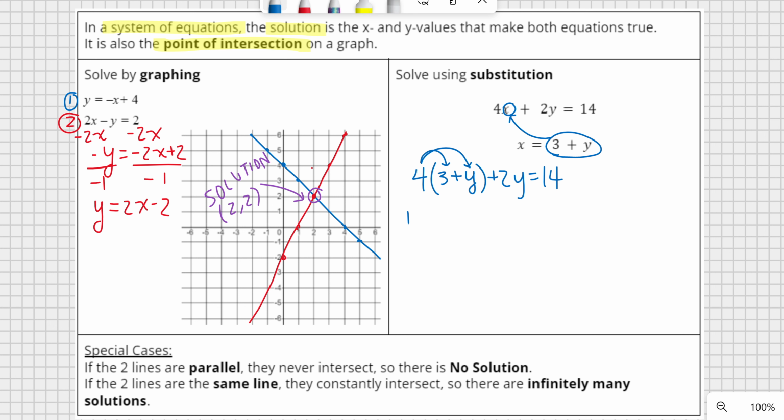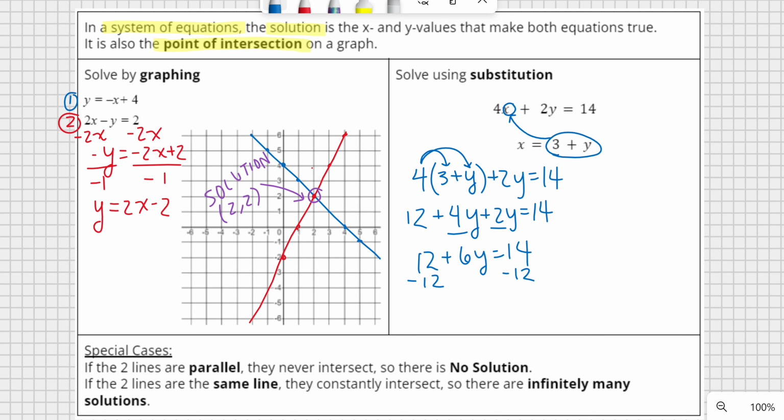So 4 times 3 is 12, and 4 times y is 4y. And then the remainder of the equation, plus 2y equals 14. I can combine like terms, the 4y and the 2y. So this would be 12 plus 6y equals 14. I want to get y all by itself. Right now y is being multiplied by 6 and added with positive 12. So let's undo the positive 12 by subtracting 12 from both sides.